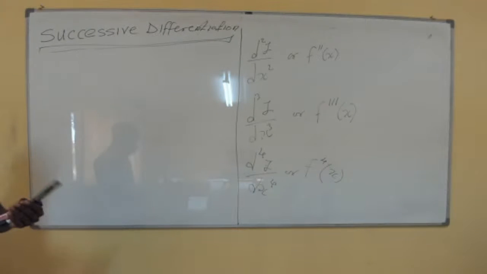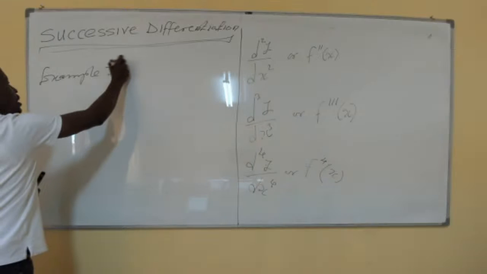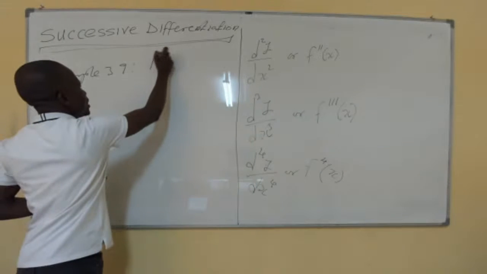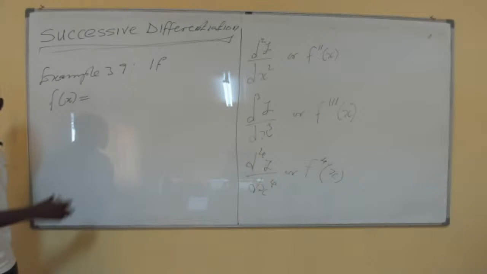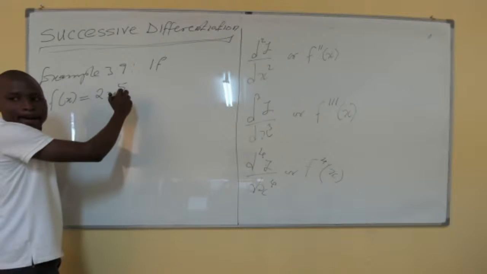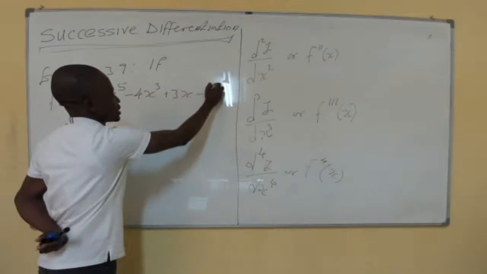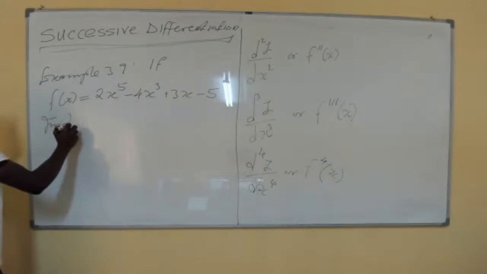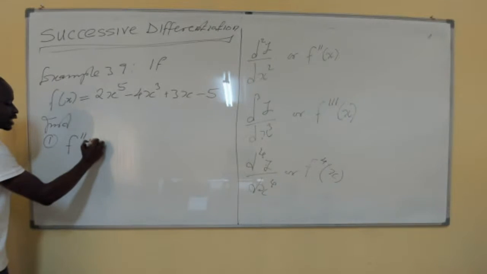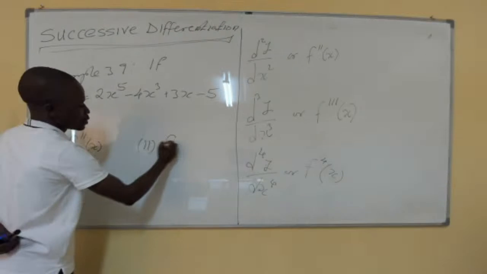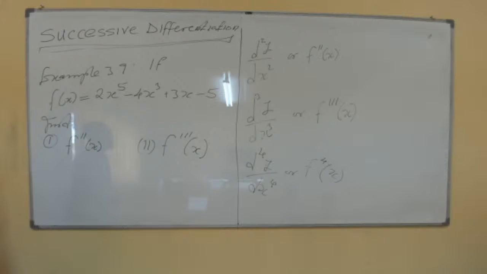Now, let's look at some examples that involve differentiation of a given function, either twice, 3 times, or 4 times. This is example number 39 according to our notes. We are saying if the function f of x is equal to 2x to the power 5 minus 4x cubed plus 3x minus 5, then find, one, f double prime of x, and two, the third derivative of the given function f of x.